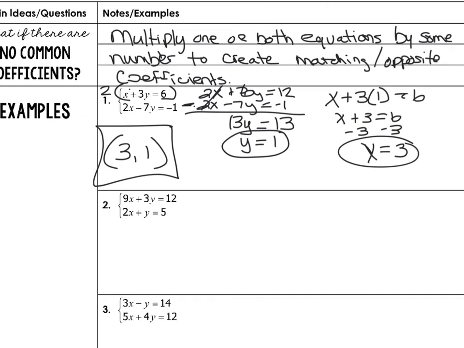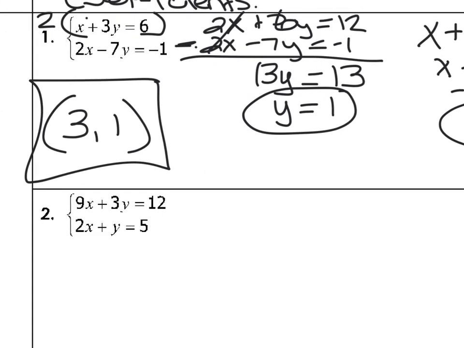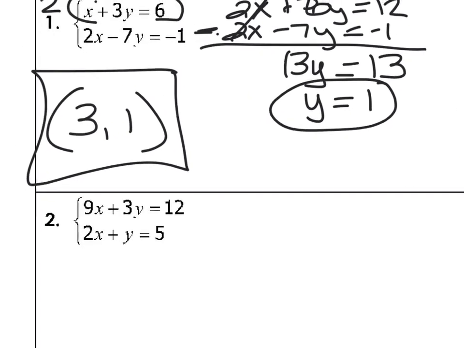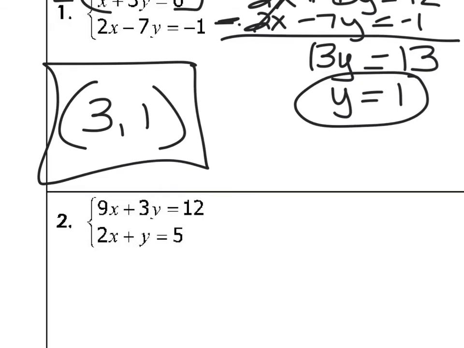Okay, so when we're adding, subtracting, we have to have matching coefficients. Either they're matching or they're the opposite. That way we can add or subtract. So if they're not, we're going to multiply one of the equations by a number that will create matching or opposite coefficients. All right, so if I look at this one, the coefficients for x are 2 and 9. Well, I'd have to multiply the first one by 2 and the second one by 9 to get matching coefficients. But let's look at y and see what I would have to do.